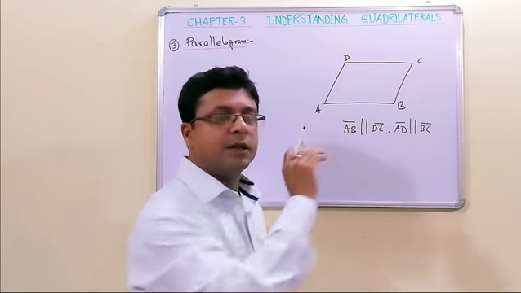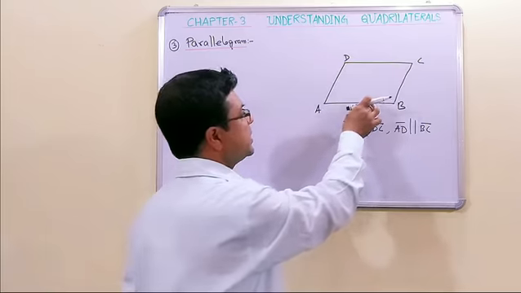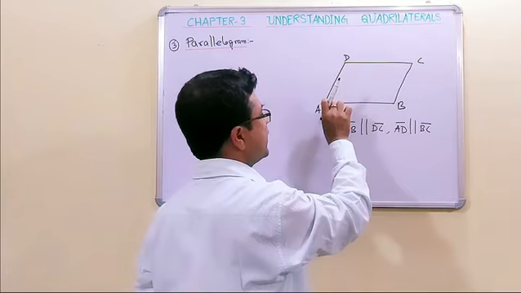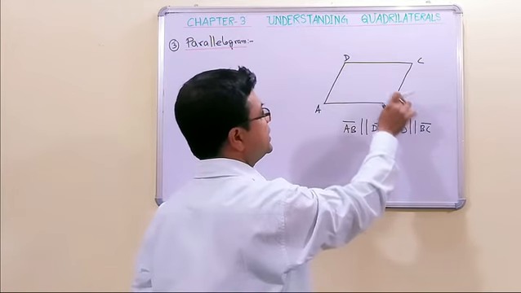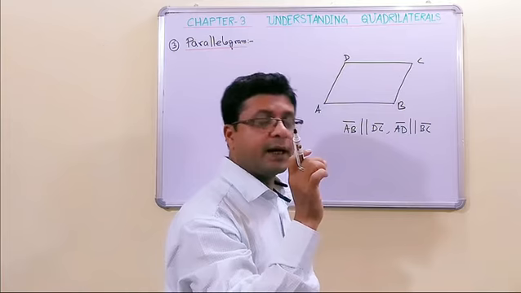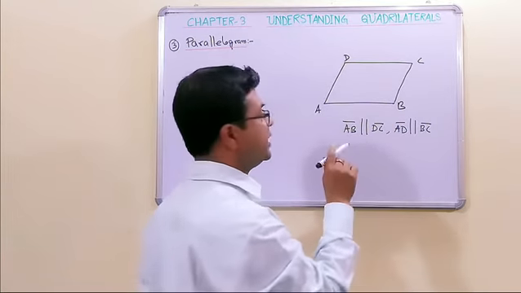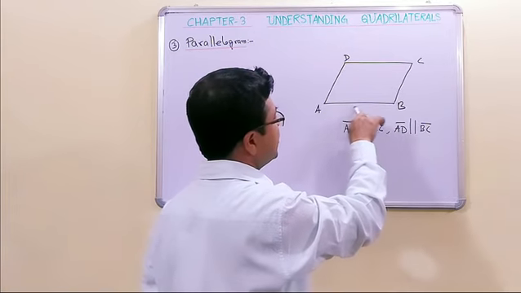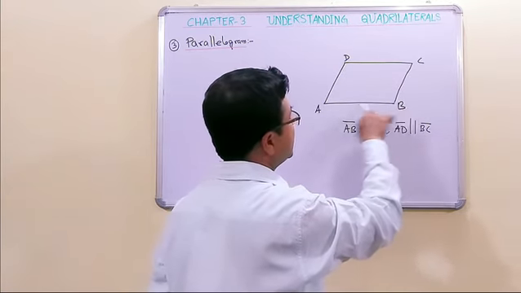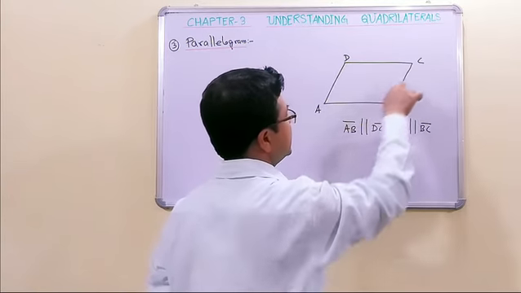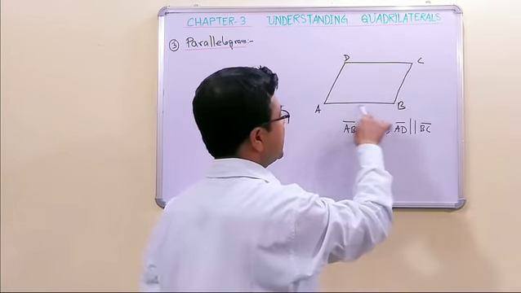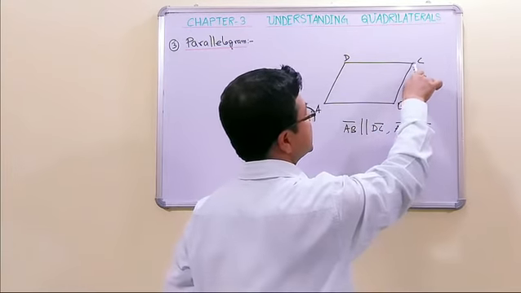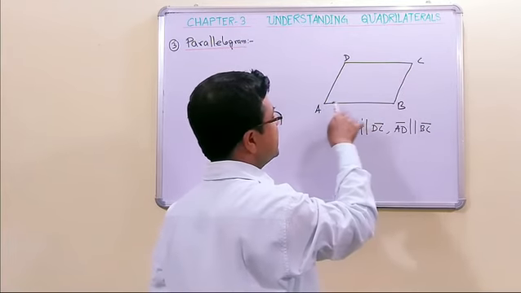Now let us see the different terms. These are opposite sides. These are opposite angles. The opposite angle of angle A is angle C. The opposite angle of angle B is angle D. Now there is one more term, adjacent. Adjacent means nearer. The adjacent side of AB is BC. AB and BC are adjacent sides. AB and AD are also adjacent sides. If we take BC as one side, its adjacent side may be CD, or BA.